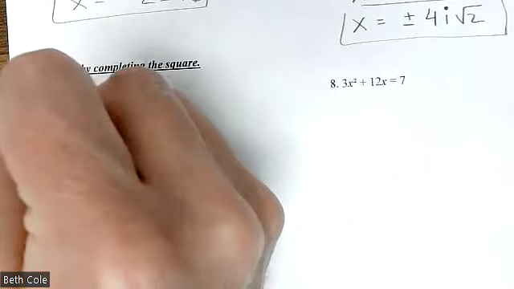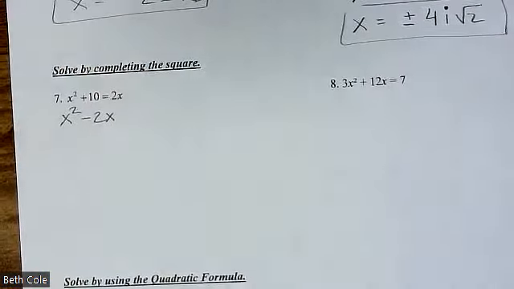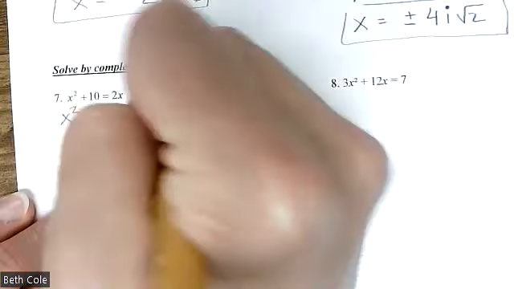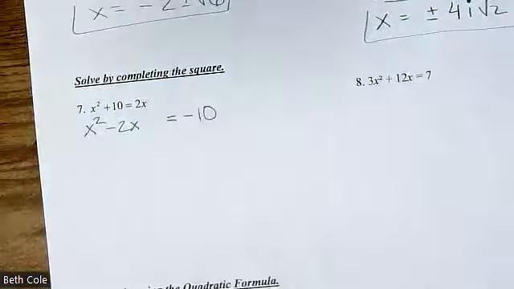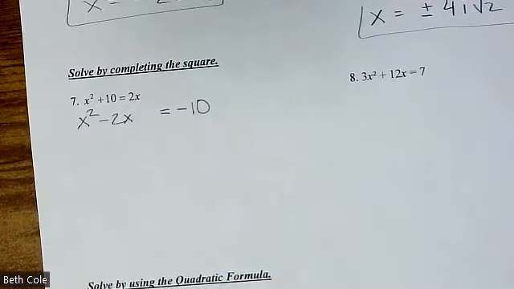So it's going to be x squared minus 2x. I'm subtracting the 2x over. Leave a gap, and it would be equals negative 10. Good. We just had them swap sides. It's just we had to subtract.